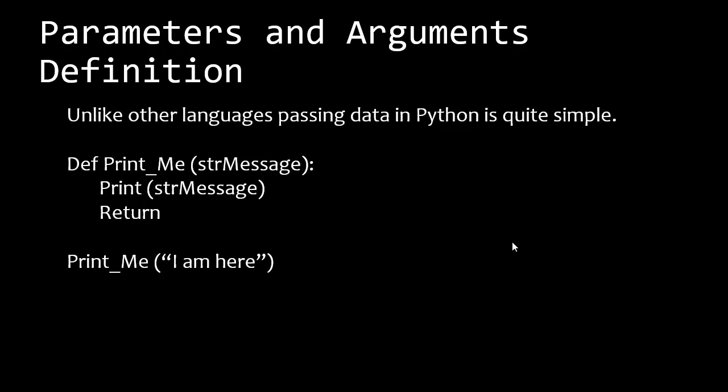Unlike other languages, passing data in Python is quite simple. Okay, so in this case here, it should be def, I apologize, that should be a lowercase d. def printname, str message. But pretty much what you're doing is passing this argument to this parameter. And that's how you do it. It's just one-to-one in this case, okay?